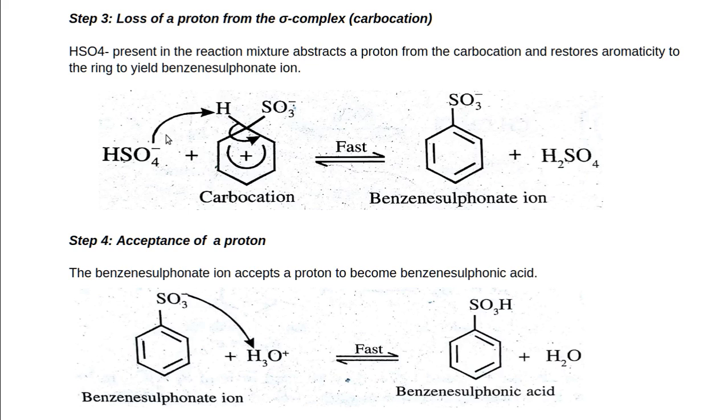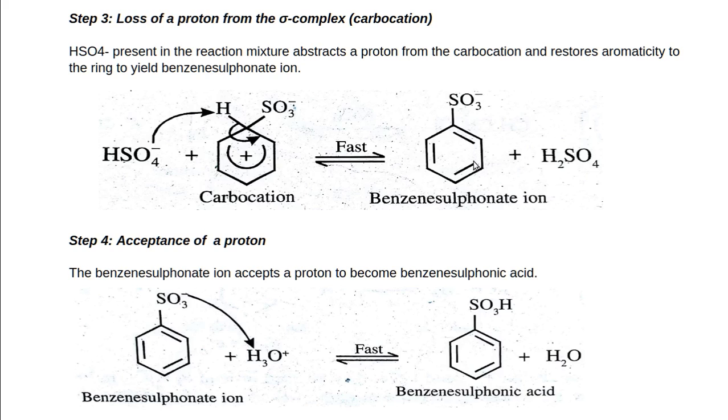So in the third step, the HSO4 minus ion that is obtained in the first step will act as a base and abstract a proton from the carbocation. Then when it abstracts a proton from the carbocation, it will produce sulfuric acid. Then when this bonding electron shifts to this carbon, the lost aromaticity is regained in the third step, producing a benzene sulfonate ion. An ion is produced in the third step.